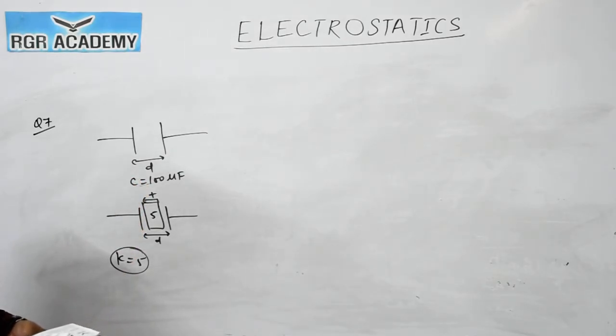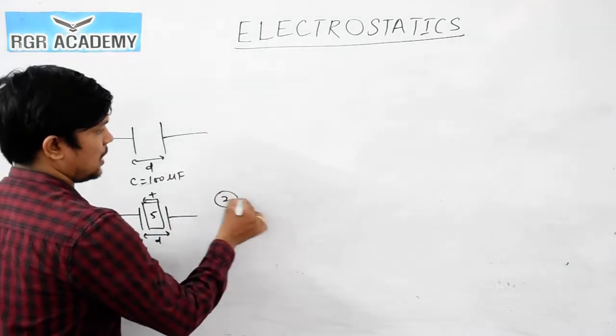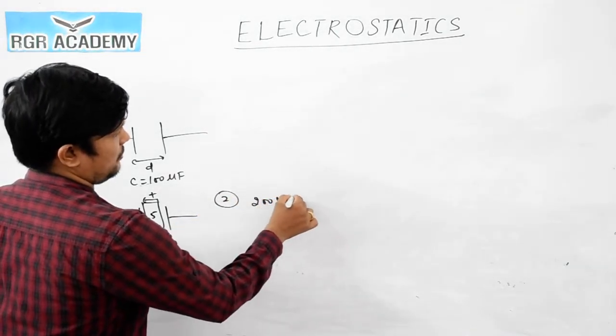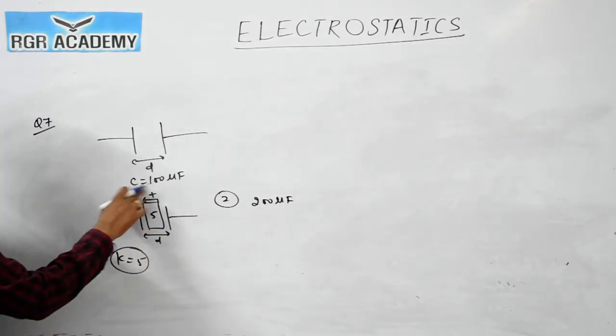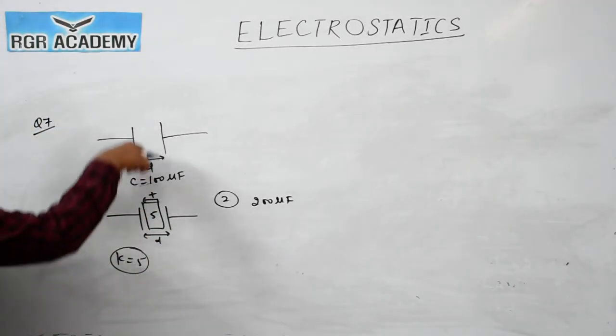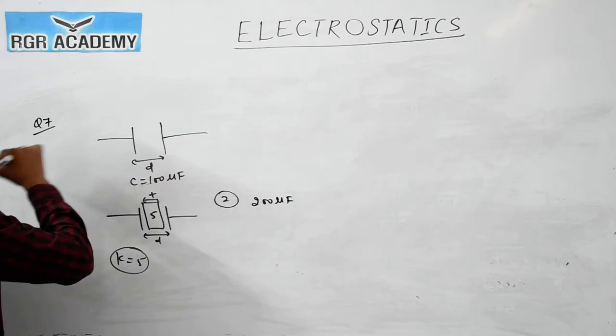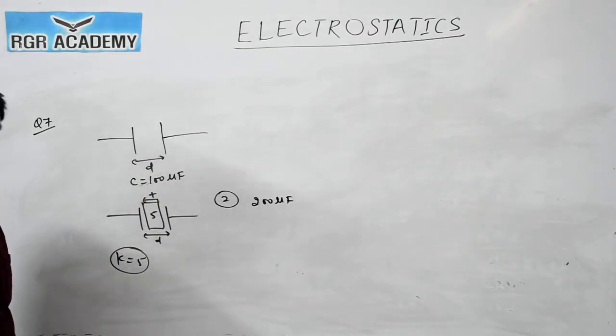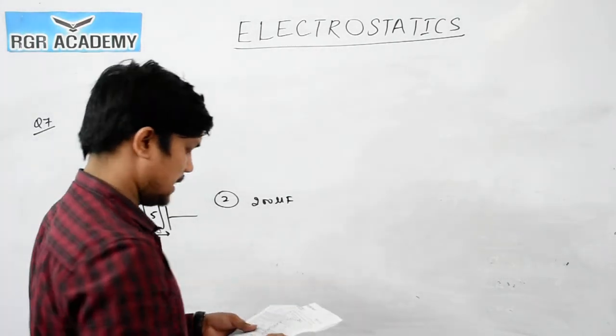Now we have to check the options. Option number 2 is correct, because in option number 2 the answer is given as 200 microfarad, which is greater than 100 but less than 500. If it is fully filled with the dielectric material, then the answer is 500. Now question number 8.